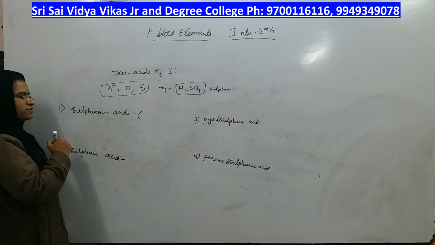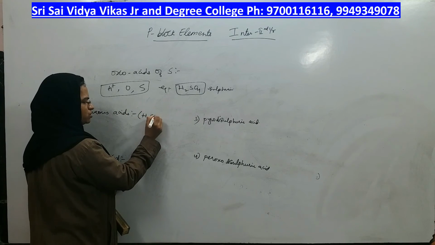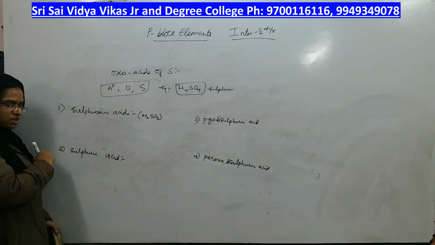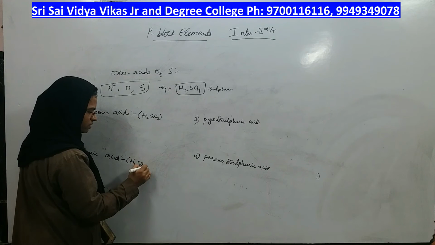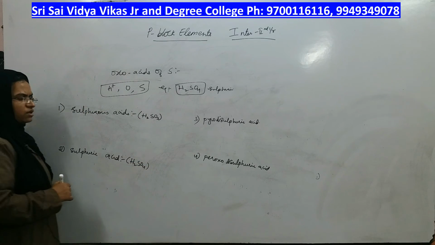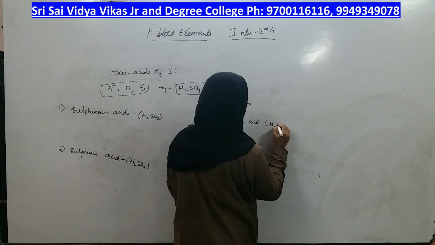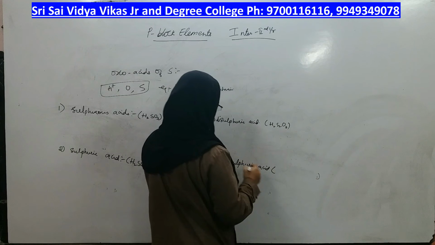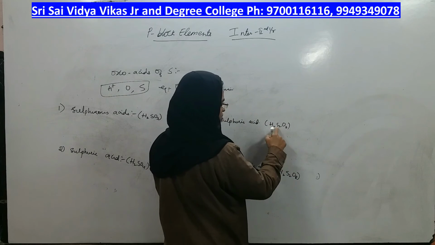What is the formula of sulfurous? You have already seen in the previous reactions. H2SO3 is the formula for sulfurous acid. What is the formula of sulfuric? Everyone knows. H2SO4. Now what is the formula of pyrodisulfuric acid? H2S2O7. What is the formula of peroxodisulfuric acid? H2S2O8. 2 sulfurs you are taking.